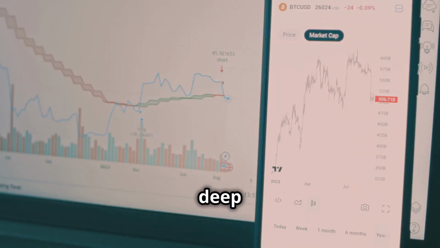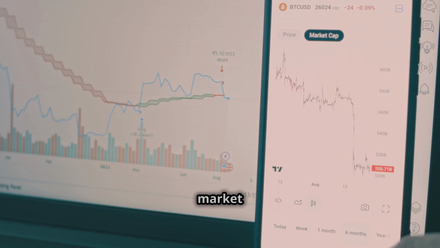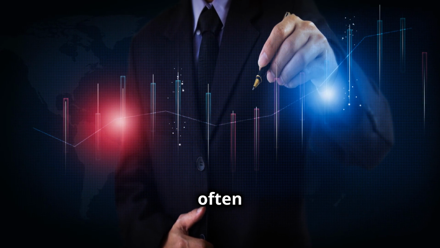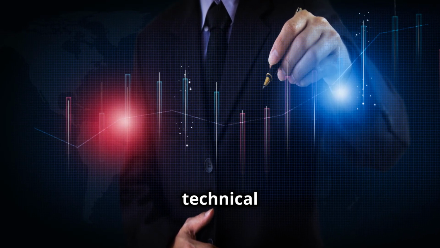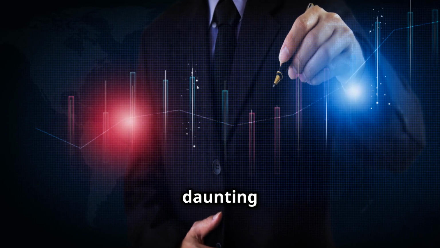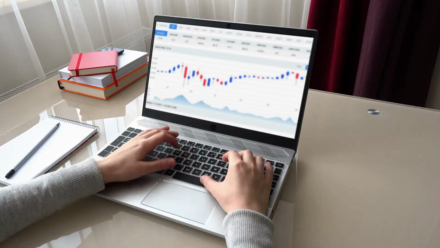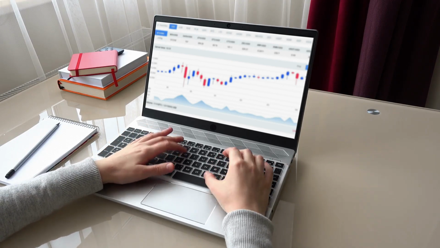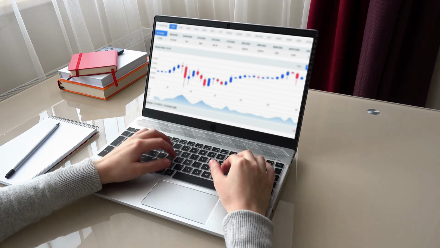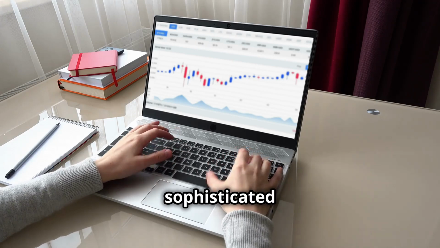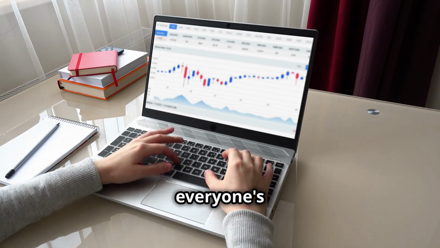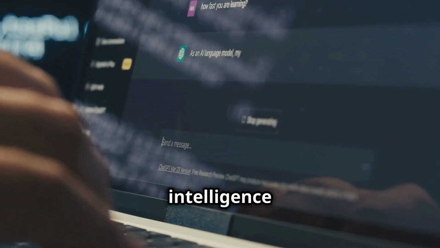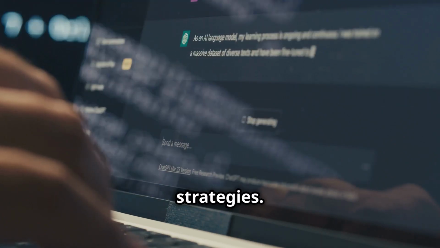It requires a deep understanding of both the cryptocurrency market and the intricacies of programming. Traditional trading bots often rely on complex algorithms and technical indicators, which can be daunting for novice traders. Now imagine a world where building a sophisticated crypto trading bot is within everyone's reach. Imagine a world where you could harness the power of artificial intelligence to automate your trading strategies.